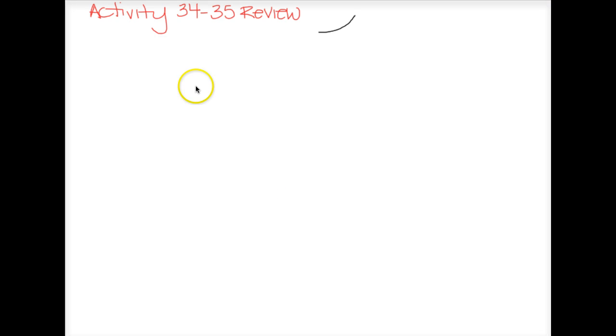Alright, this is your activity 35 and 34 review. Again, I'm just going to hit at least one problem of each type. I'm going to pull up the pictures from the online version of your book to look at a couple of these here. The first four are all the same type of question, where you're looking at the picture, determining if the function is periodic, and then if it is, determining the period and the amplitude.